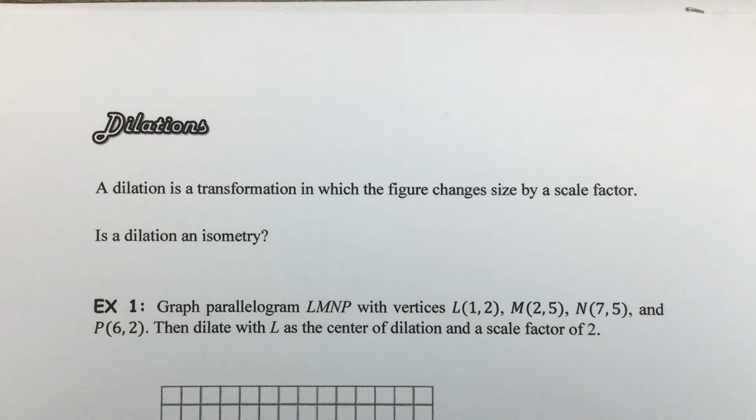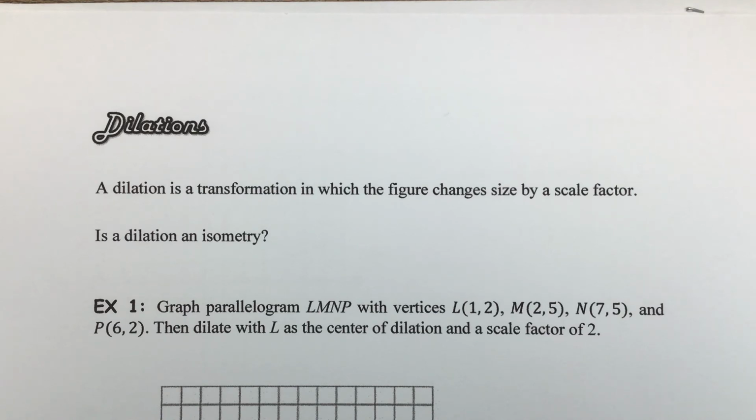The last transformation that we're going to talk about is a dilation. A dilation is a transformation in which a figure changes size by a scale factor. Generally speaking, a scale factor is a number that you multiply by. Sometimes that number is a fraction, like maybe 1/2, so you can also consider scale factors as numbers that you might be dividing by as well. So if you had 1/2, that's the same thing as dividing by 2.